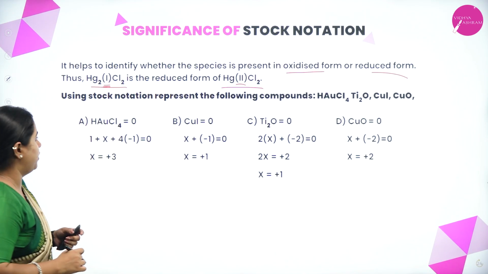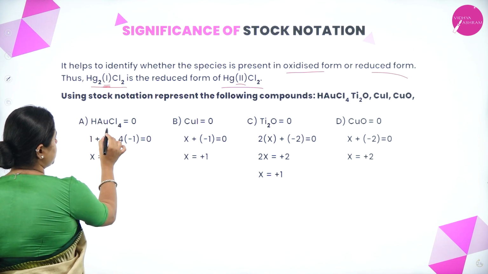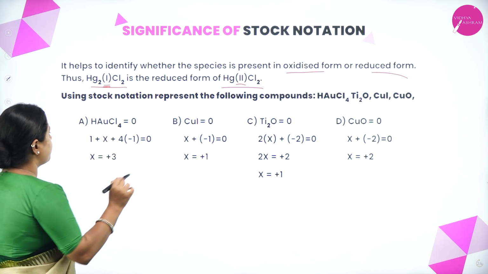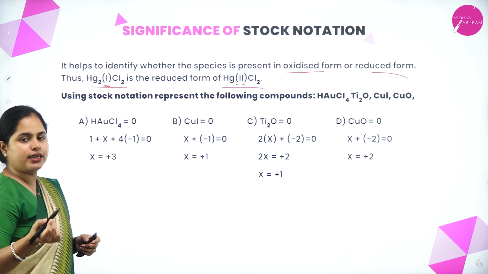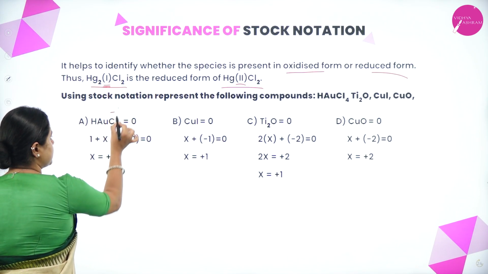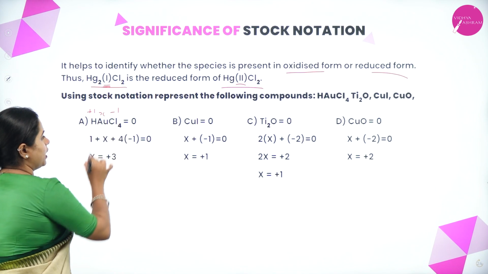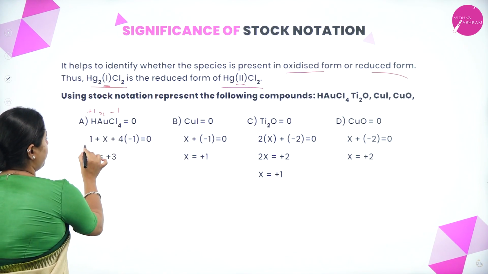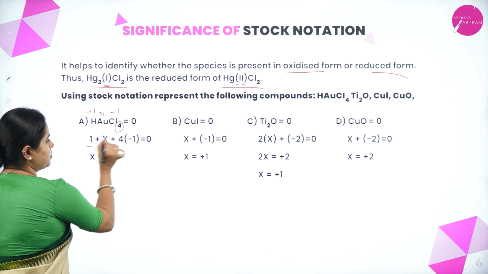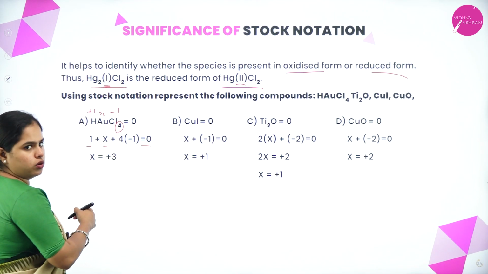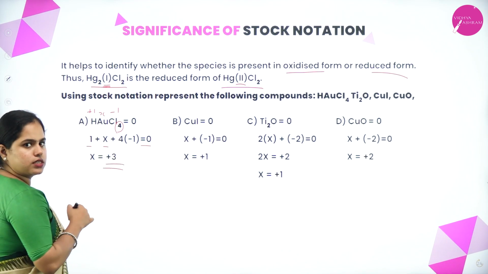So let's take the first one here. As you can see here, HAuCl4. Okay. So Cl4, again it is a halogen, so we know that it is -1. For hydrogen, it is +1. For gold, we don't know, so we are keeping it as X. So 1 plus X and 4 atoms are there, so 4 into -1 will be equal to 0. So X will be what? X is equal to +3.